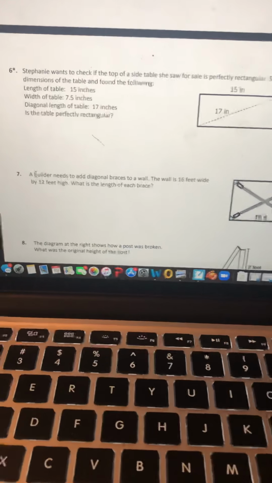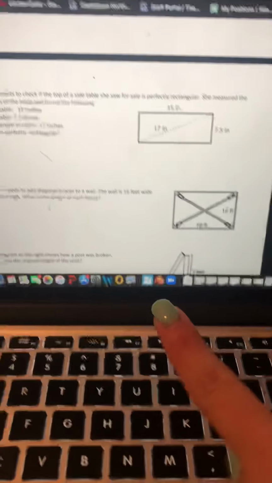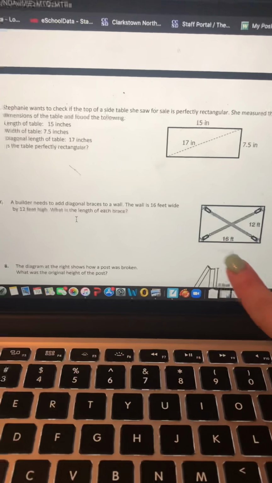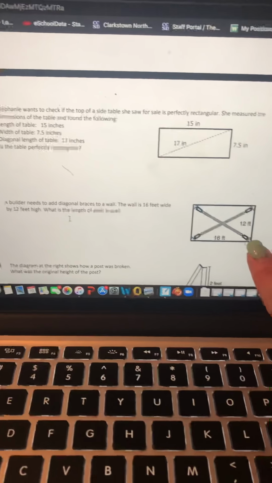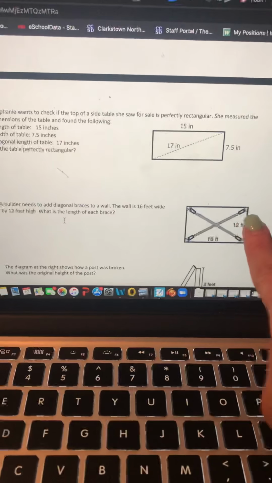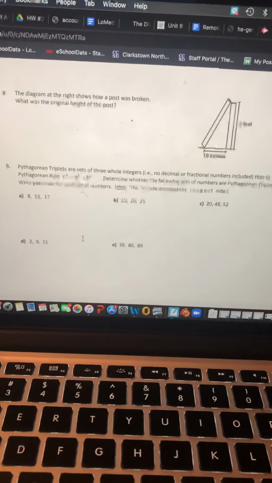So I'll just review. For number 7, a builder needs to add diagonal braces. So here are the diagonals. And think about it, the wall is 16 feet wide. So you have 16 as a leg, 12 as a leg. You want the length of this. You want the hypotenuse. So again, using Pythagorean theorem, this is all you're using.